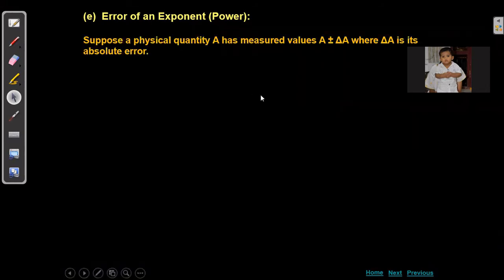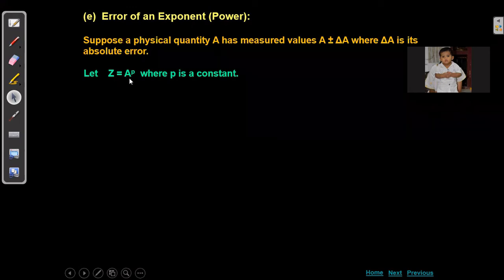Now suppose a physical quantity A has been measured, and as we know, the measurement will involve absolute error, A plus or minus delta A, where delta A is the absolute error, that is known theory only. Suppose we consider Z is equal to A power P, that is, the measurement Z is in terms of our measured value A power of some P. This P can be any value, A or B, you can take some other letter also.